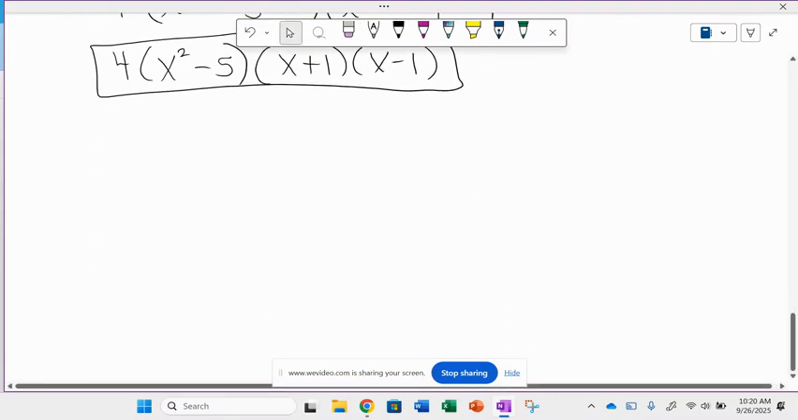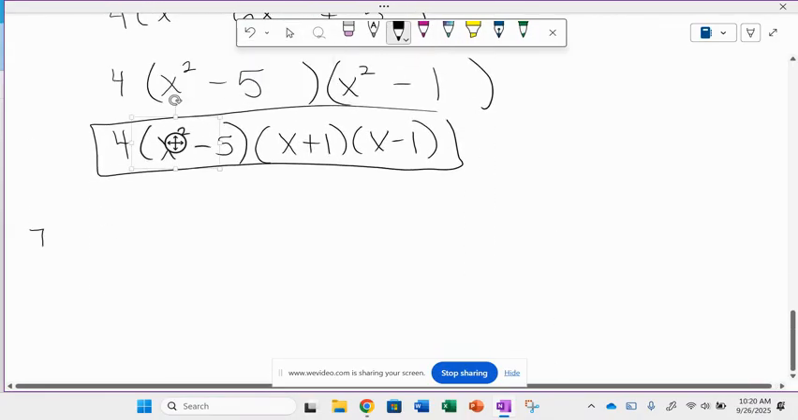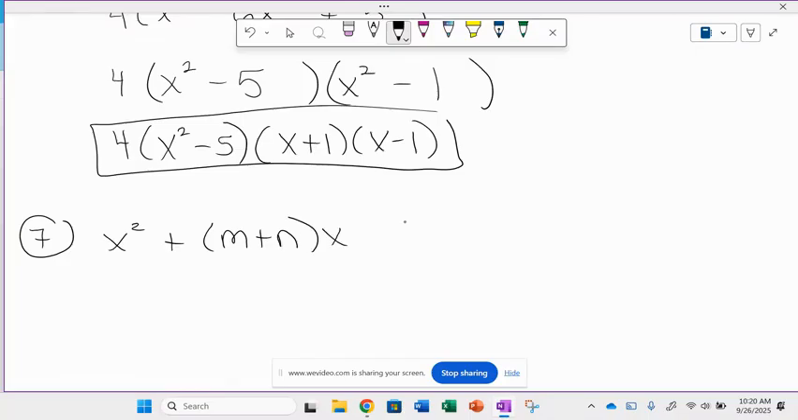All right, let's do another one. For some reason, this always throws everyone for a loop, and I'm not quite sure why. Don't let the variables frighten you.